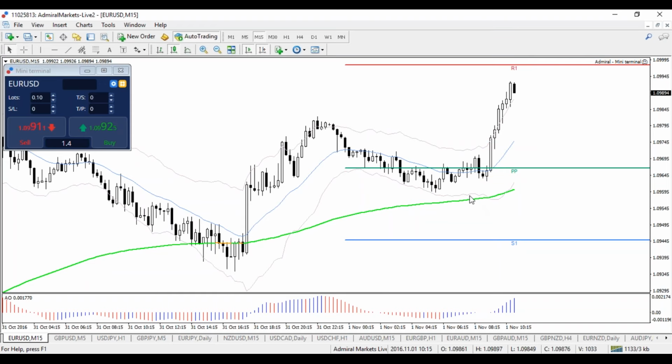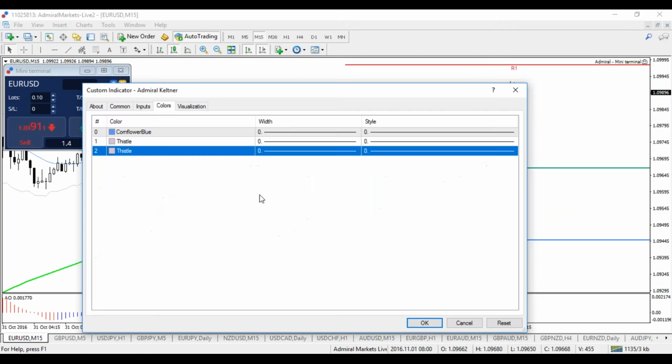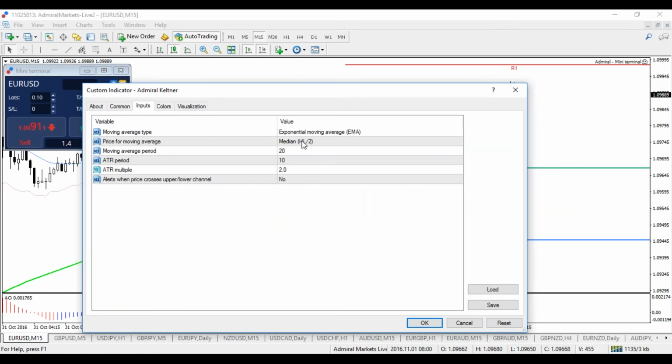The Keltner is configured at the standard settings, which I just use at this moment. I believe this is the standard: EMA, exponential moving average, as the median, then 20, 10, and 2.